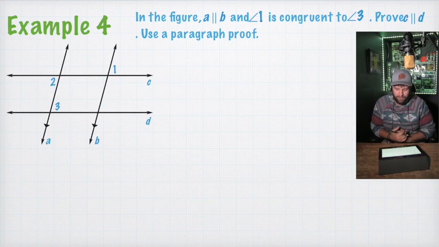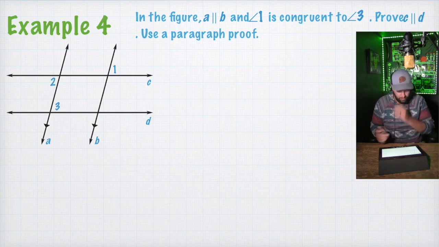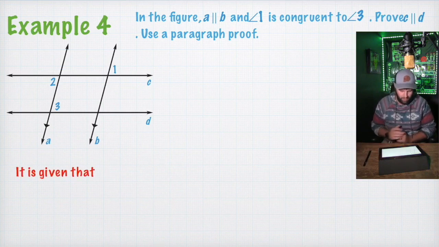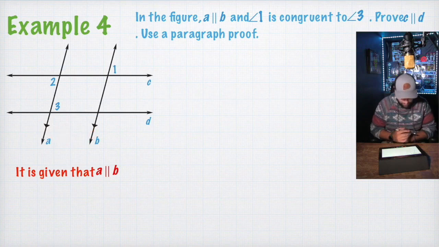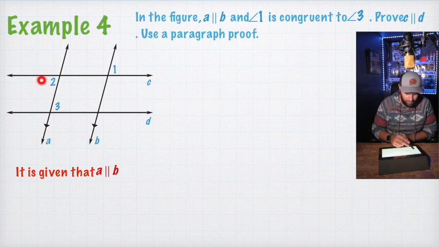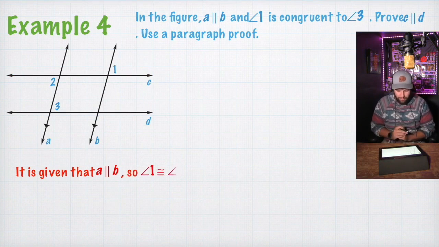So in the figure, A is parallel to B and angle 1 is congruent to angle 3. Prove that C is parallel to D, and they want us to use a paragraph proof. So the first thing we're going to do is write our givens. It is given that A is parallel to B. If we know that A is parallel to B, we also know something about angle 2 and angle 1. They are alternate exterior angles because they're on the opposite sides of the transversal, on the outside. So we can say that angle 1 is congruent to angle 2 by the alternate exterior angles theorem.